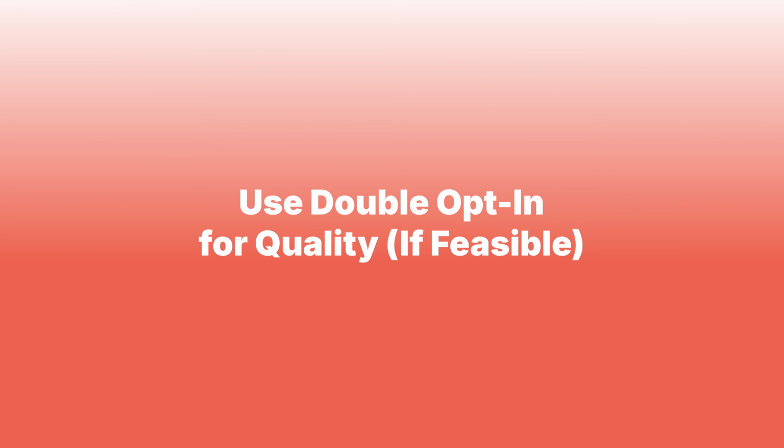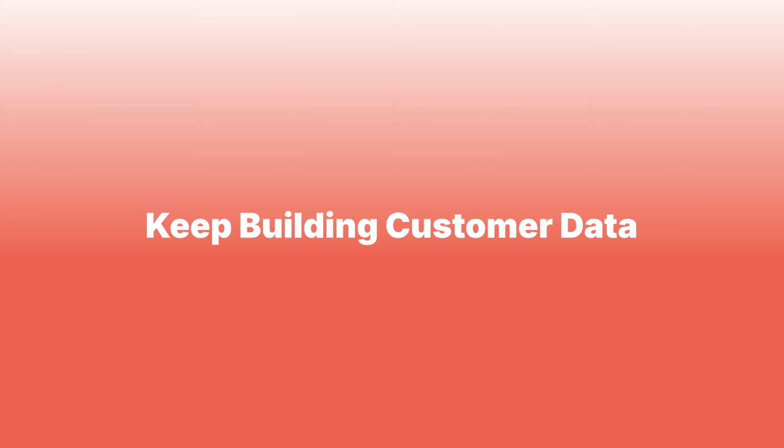Use double opt-in for quality if feasible. As mentioned, double opt-ins can protect you from bots or mistyped emails getting on your list, which can cause bounces. It also ensures engaged subscribers. It's a bit of a conversion hit because some won't confirm, but those who do are golden. So if your list growth is fast and you notice a lot of bounces or fake signups, definitely enable double opt-in.